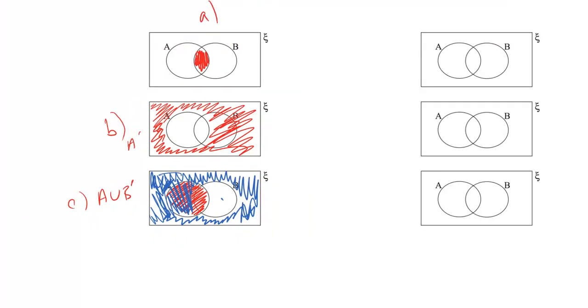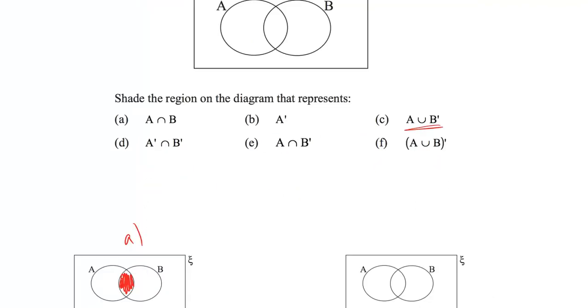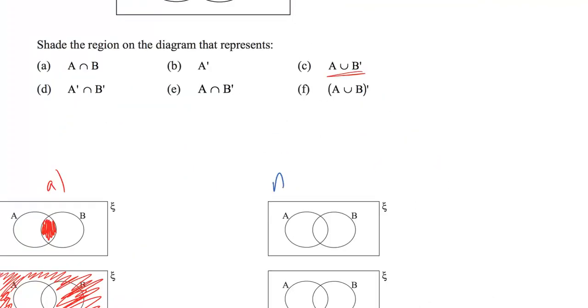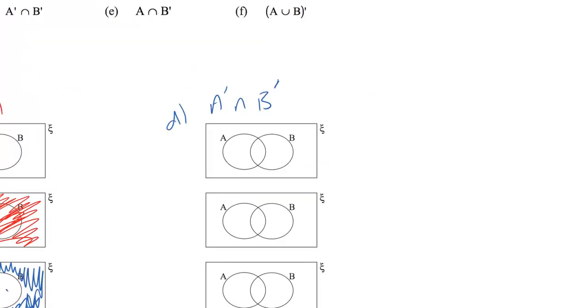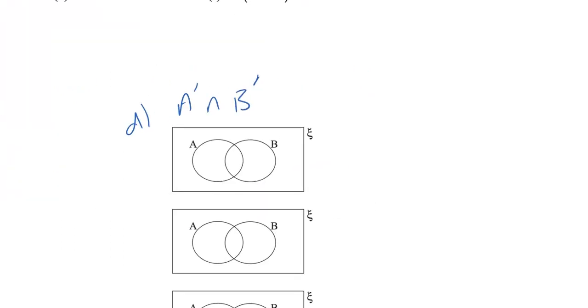Okay, let's carry on. Let's see if we can do part D. A dash intersect B dash. So it's intersection. So it's the things that intersect from A dash and also intersecting with B dash. Well, that's going to be everything on the outside. We can't have anything in A at all because it's going to be A dash, and we can't have anything in B. So it's all of this.